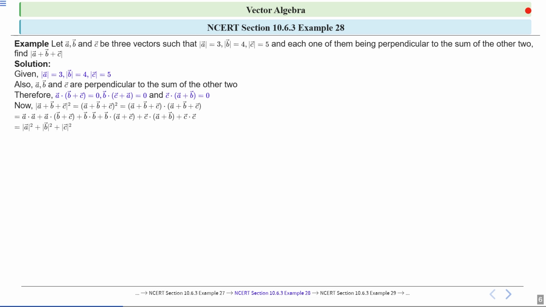Which is equal to the magnitude of A vector squared plus the magnitude of B vector squared plus the magnitude of C vector squared, which will be equal to 9 plus 16 plus 25, which is equal to 50. Hence we can say that the magnitude of A vector plus B vector plus C vector is equal to root 50, which is equal to 5 root 2. So the answer of the given question will be 5 root 2.